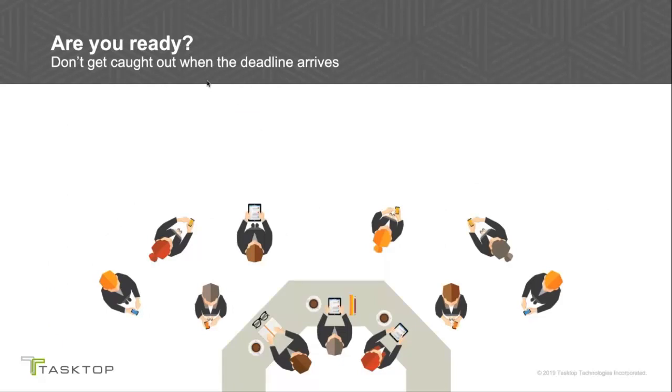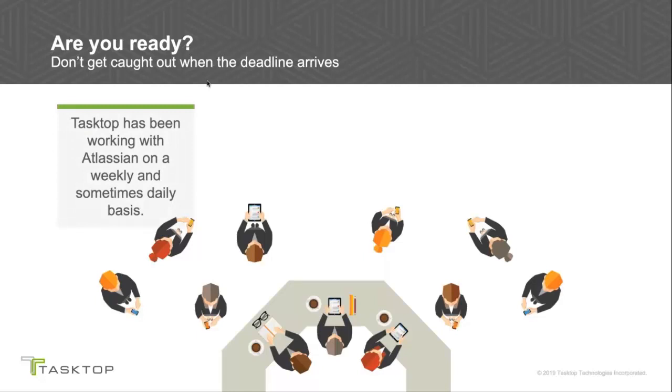Are you ready? You don't want to get caught out when the deadline arrives. Again, the deadline is April 29th. Yesterday, the deadline was March 29th. So even Atlassian is making changes as they go and trying to become production ready. Some of their products are, and some of their products have not been production ready yet. So I think that's why they moved their deadline to April 29th.